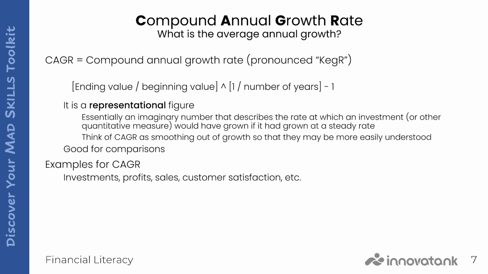One note I want to make is compound annual growth rate, or CAGR. Remember, it's representational. It smooths out growth, or if you're losing growth, if you're declining, it smooths out that curve. So you may want a CAGR plus. You may also look at it in terms of what happens from year to year. It's good for comparisons. And it can be done with things other than just profit: investment, sales, customer satisfaction. There's a whole number of things that you can build a CAGR for.